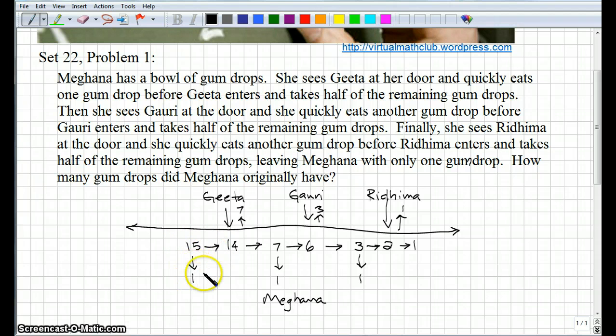But she ate 1. So that sort of tracks what happened to all these gumdrops, kind of working backwards from the fact that she had 1 at the end, and knowing that she gave half to each of her friends as they entered, and she also ate 1 right before they entered. Okay, so that's just kind of working backwards through the problem. There's a lot of different ways to solve this. This is probably the easiest.